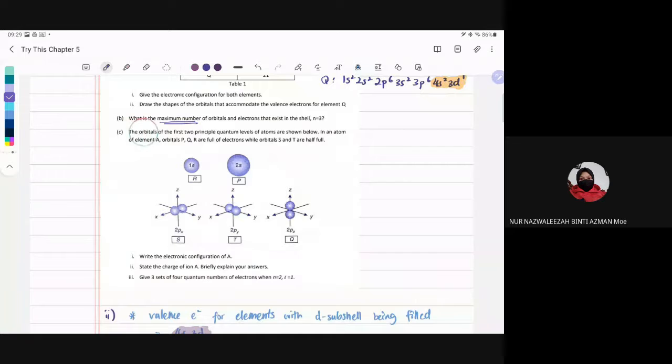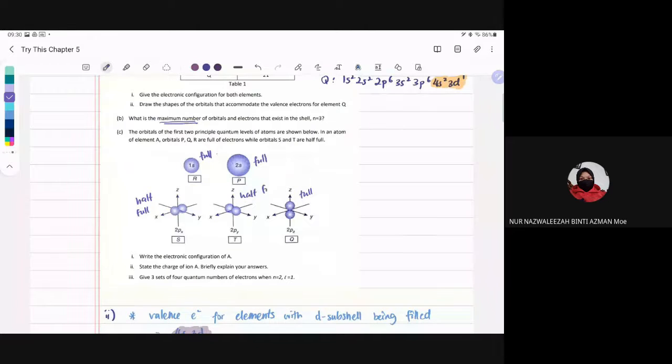Now, the next one. The orbitals of the first 2 principal quantum levels of atoms are shown below. In an atom of element A, orbitals PQR are full with electrons. So PQR, sorry, so this is full, P full, okay. Whereas S and T are half full. So orbital yang ini, S dengan T ni ada satu elektron je. Half full.